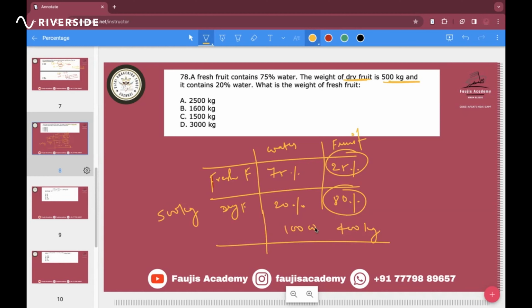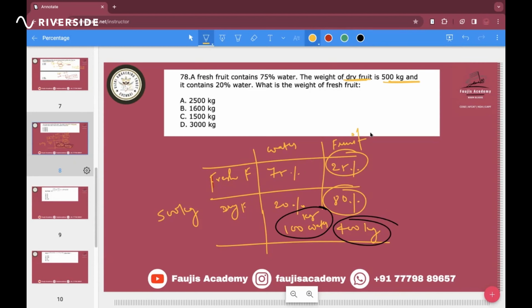The W is water. Okay. Yes, sir. Anybody, any doubt? 100 kg. Guys, anybody, any doubt why, how I have written this one here? Guys, boys, no doubts? No, sir. Then they are asking what is the weight of the fresh fruits. Okay. What is the weight of the fresh fruits?